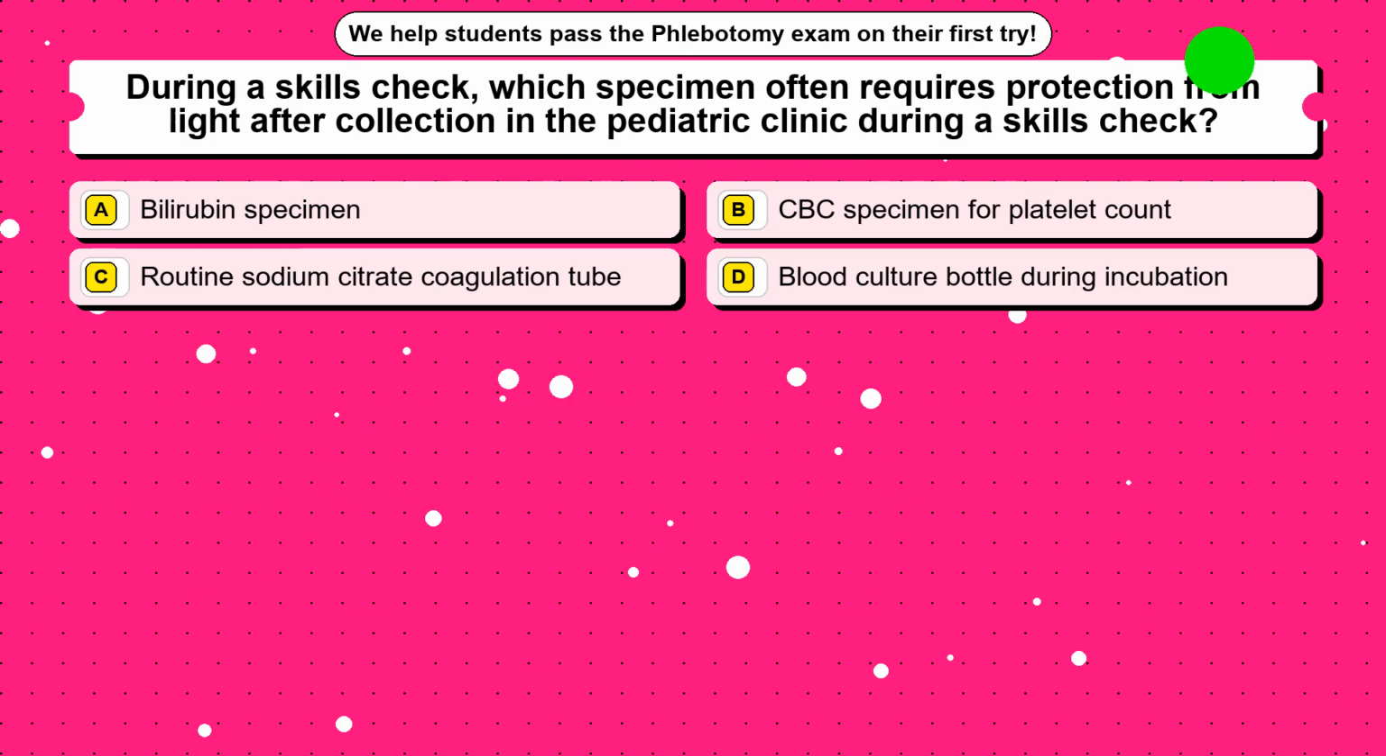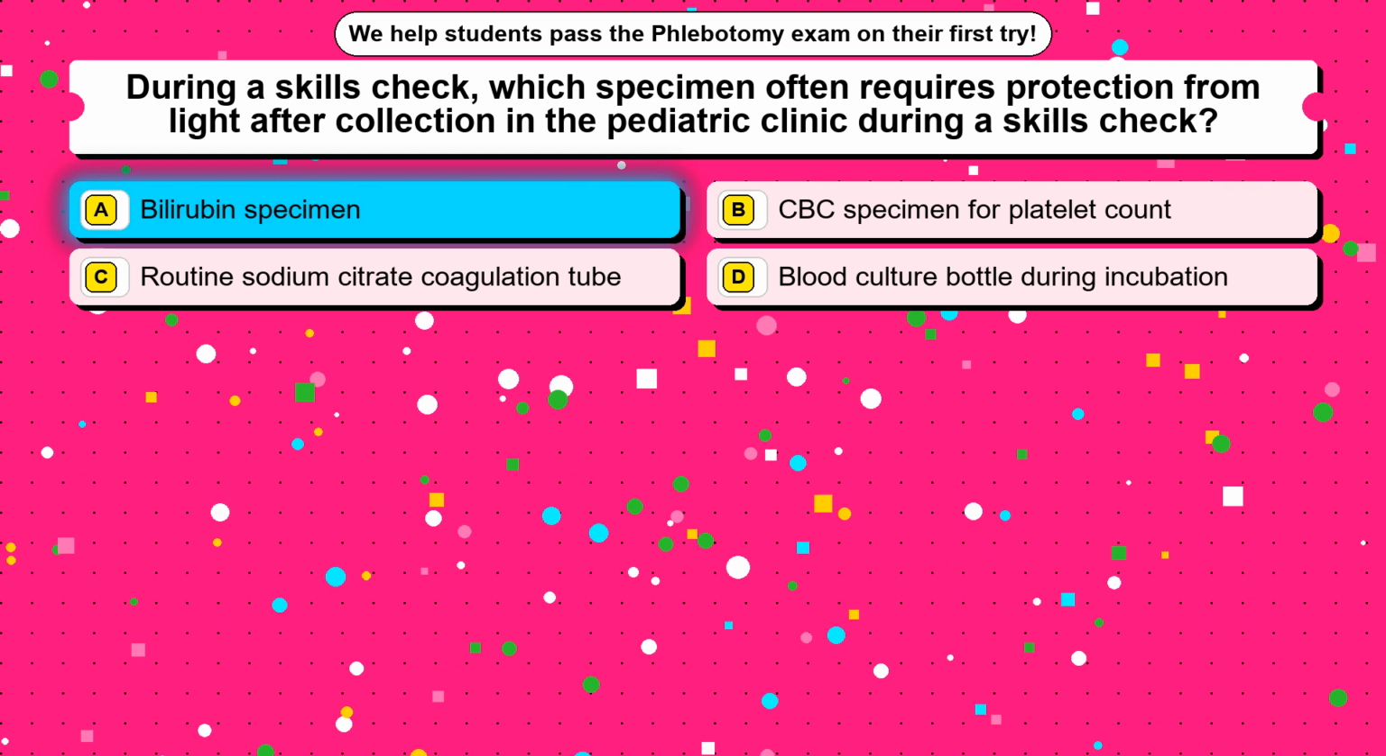Question 40. During a skills check, which specimen often requires protection from light after collection in the pediatric clinic? Option A. Bilirubin specimen. Option B. CBC specimen for platelet count. Option C. Routine sodium citrate coagulation tube. Option D. Blood culture bottle during incubation.